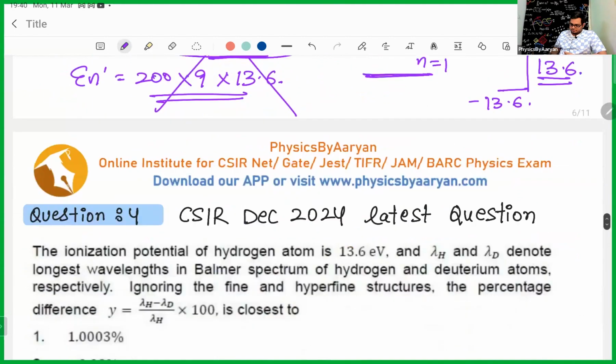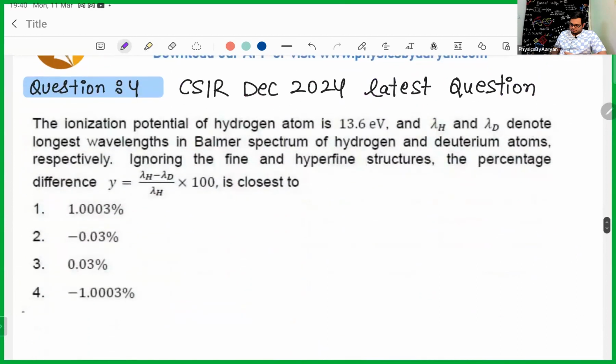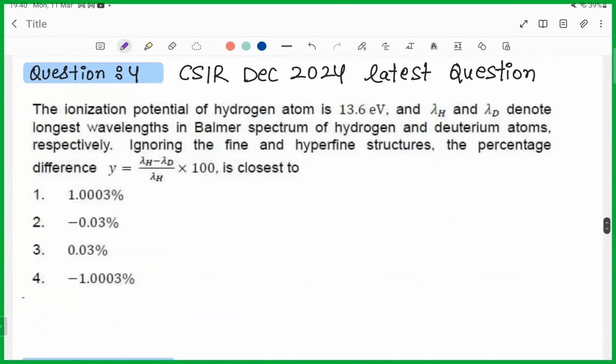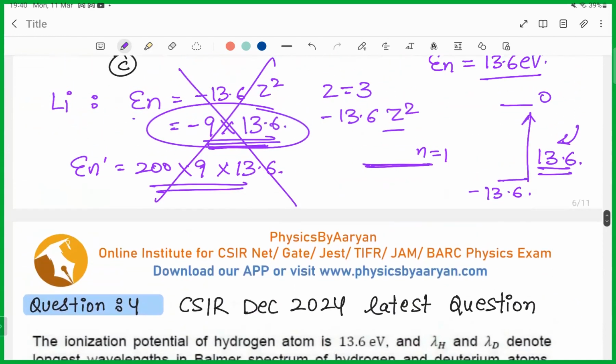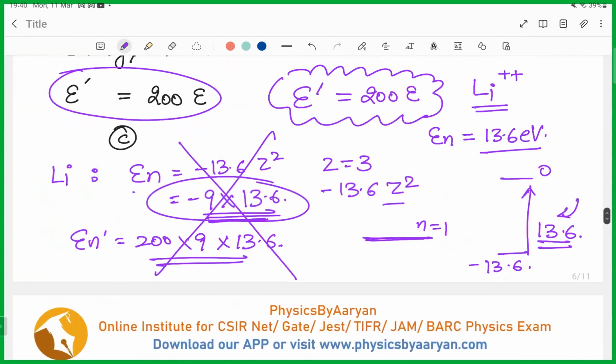Now come to this question. In ionization energy, we require the electron to be removed from the valence shell. What is the difference between ionization energy and work function?